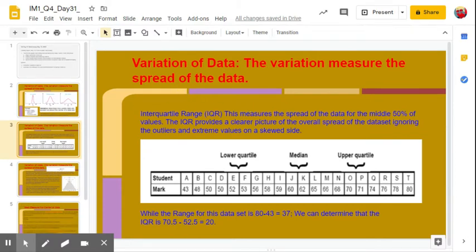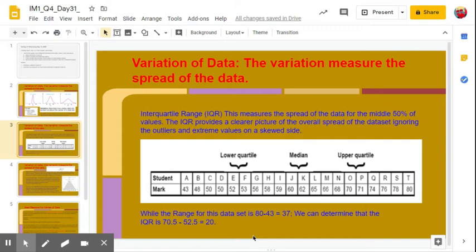So again, that's the spread of the data for the middle 50% of the values. We know we have our lower quartile Q1, our upper quartile Q3, and our median we say is Q2. So in this example, our IQR is 70.5 minus 52.5, so our IQR is 20. Now I also put the range in there. The range for the data set is for all the data values, right? So the range in this example is 80 minus 43, which is 37.